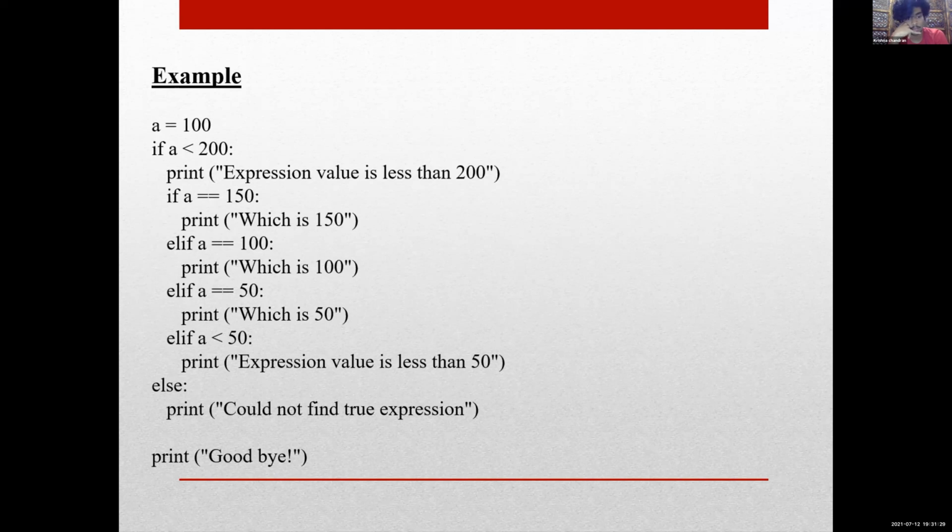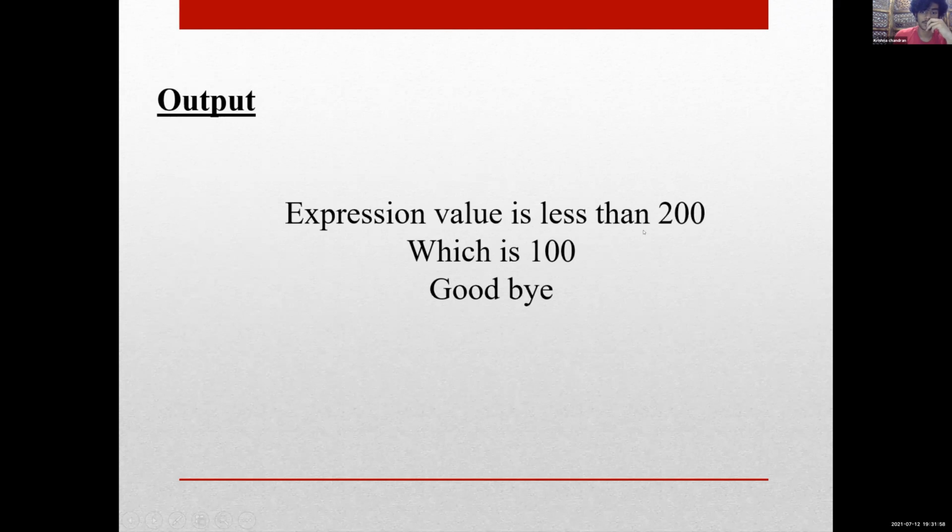Else, print could not find the true expression. Then the last statement, print goodbye. So since the value is 100, it is less than 200, so expression value is less than 200 will be the output, and it's also equal to 100, so which is 100 will also be shown. Then last print goodbye, so the output will be expression value is less than 200, which is 100, goodbye.